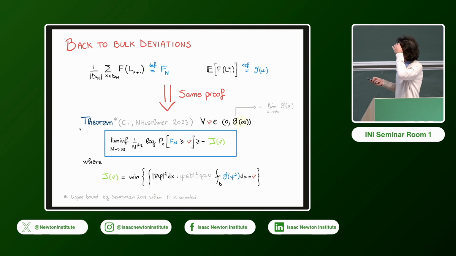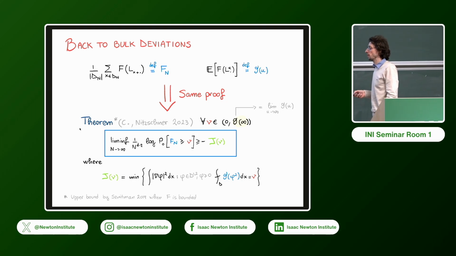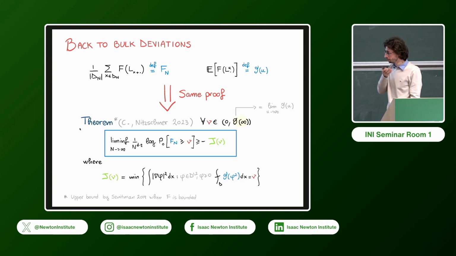And let me tell you that the same proof will give you the asymptotic lower bound. For the upper bound, this is still due to Sznitman. He proved the upper bound for random interlacements, and you just take the intensity to 0 to get the upper bound for random walks.